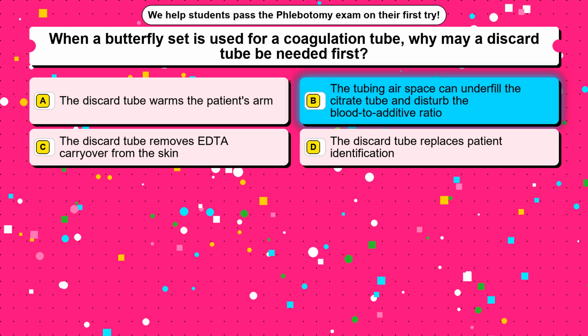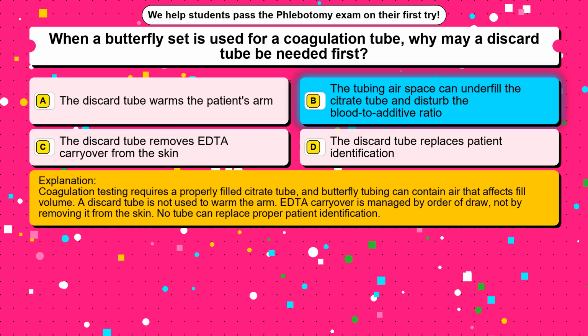The correct answer is option B. The tubing airspace can underfill the citrate tube and disturb the blood to additive ratio. Coagulation testing requires a properly filled citrate tube, and butterfly tubing can contain air that affects fill volume. A discard tube is not used to warm the arm. EDTA carryover is managed by order of draw, not by removing it from the skin. No tube can replace proper patient identification.